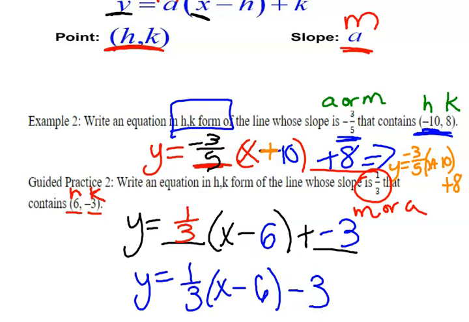So if you notice, the inside is opposite. So it says negative 6, but it's a positive 6 based on the formula that you wrote down. Okay, negative 3, it's just as it's written on the outside.